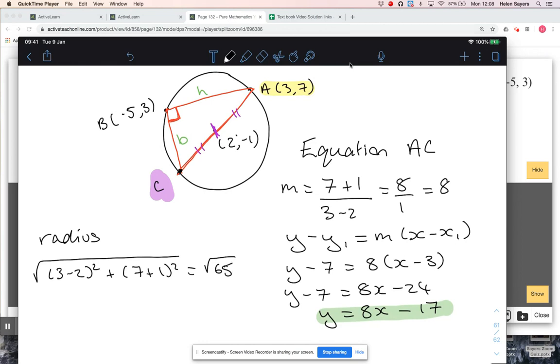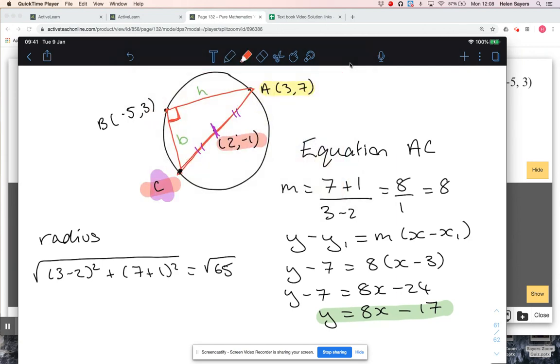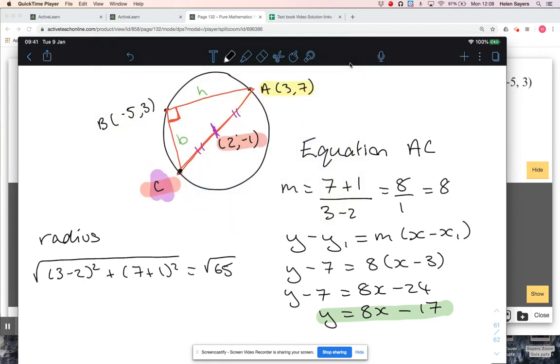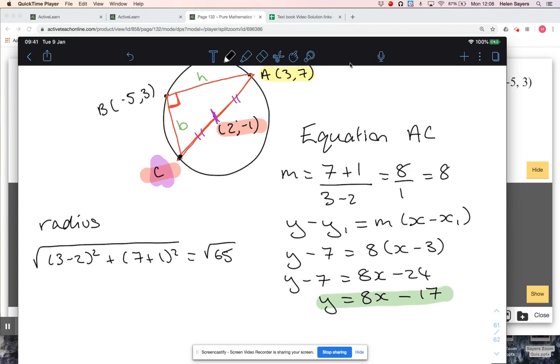So I also therefore know that the distance between (2, -1) and C is root 65. So if I start to use that, I think I'm going to end up with some simultaneous equations that I can solve. Let's try and keep that on the same page. So then I can also say, let's call C, we've already used A, B, and C. In fact, let's not use M because we use that for gradient.